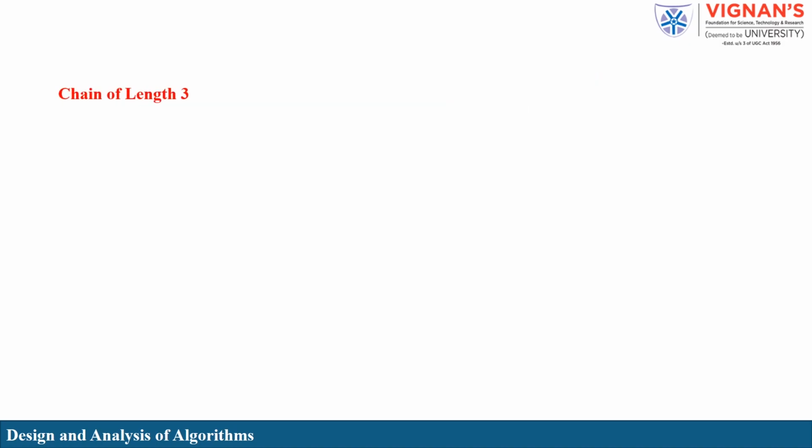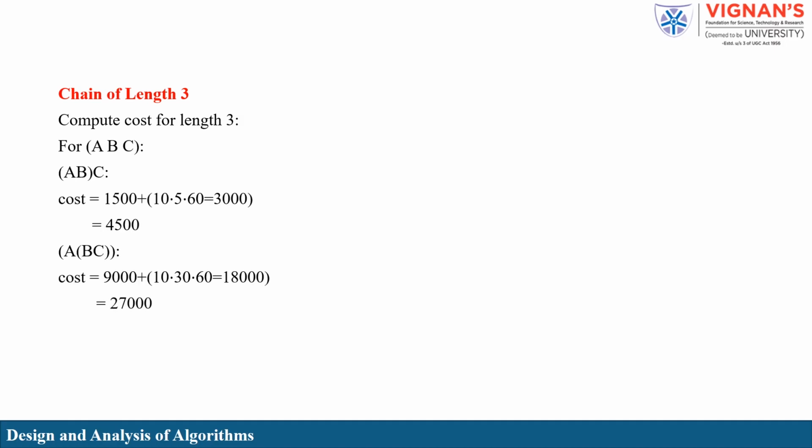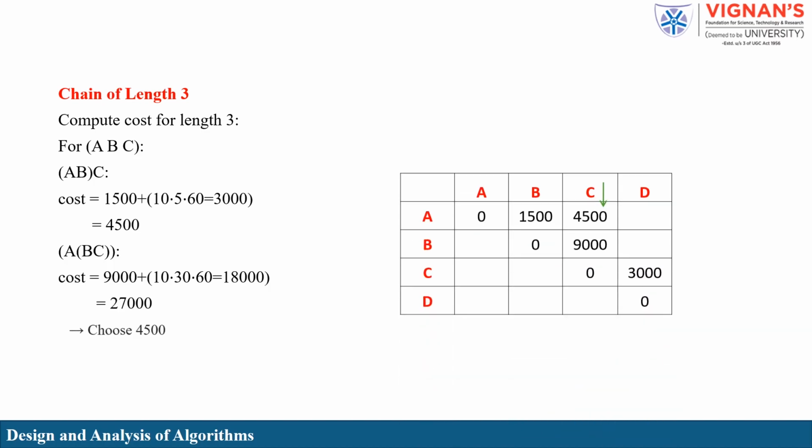Chain of length 3. Compute cost for length 3. We have matrices A, B, C. The goal is to multiply with minimum scalar multiplications. Option 1, (AB)C, is to multiply AB first and then by C, with a total of 4500. Option 2, A(BC), is to multiply B by C first and then by A, with a total of 27000. 4500 is less than 27000, so option 1 is optimal.